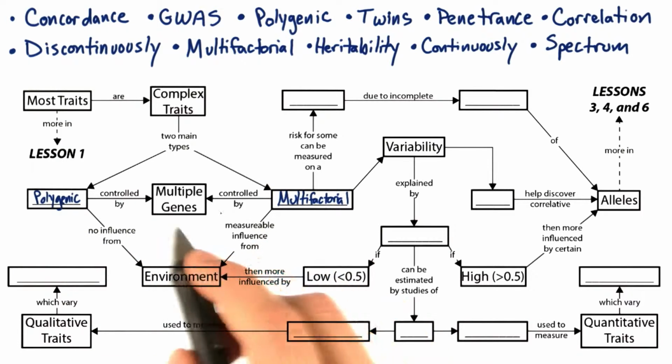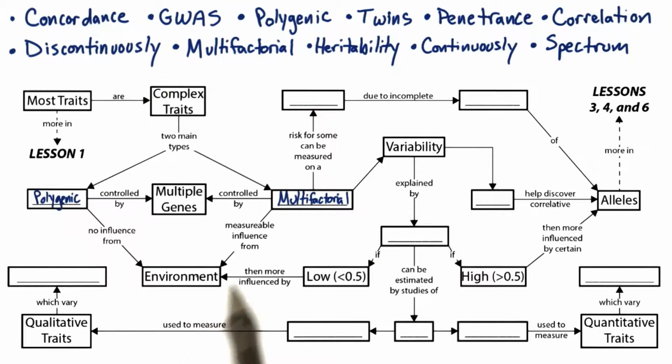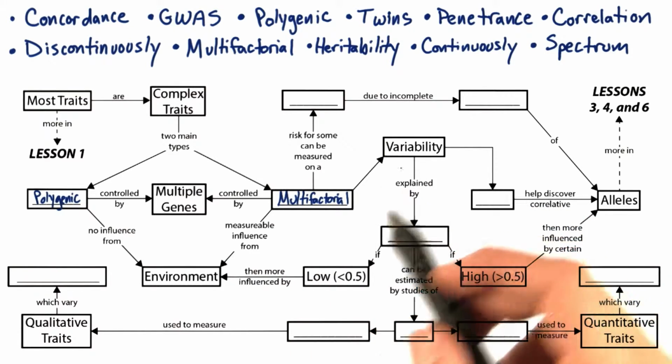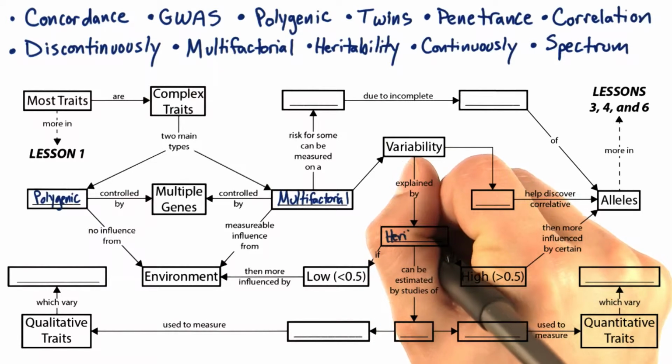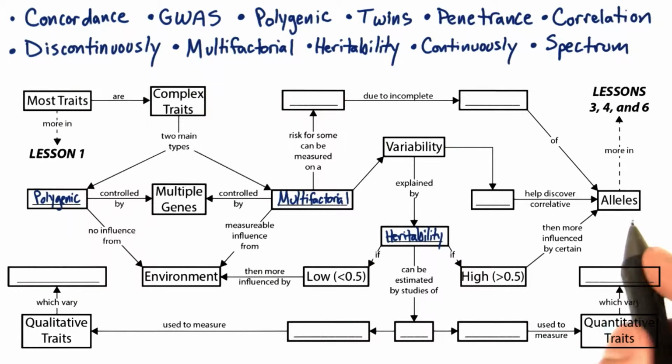Both are controlled by multiple genes, but only polygenic traits don't really have an influence from the environment, whereas multifactorial traits do. Now, among multifactorial traits that have a genetic and an environmental component, the variability seen among that trait can be explained using something called heritability. Heritability is on a scale from 0 to 1, and if there's a lower heritability under 0.5, then it means that variability is more influenced by the environment, whereas the higher heritability means that the variation in the trait can be explained by more of a genetic component, or by certain alleles.